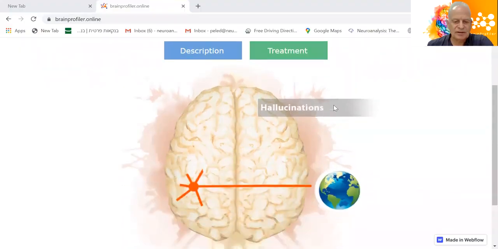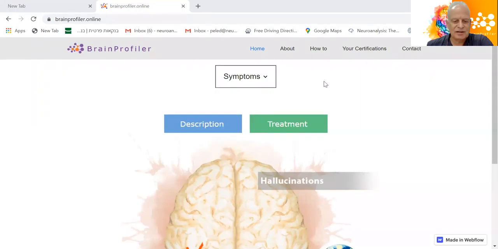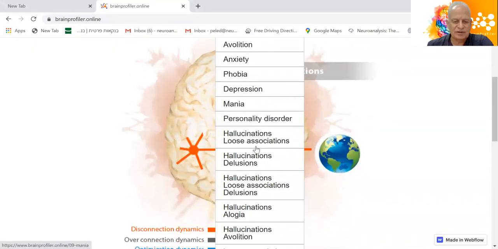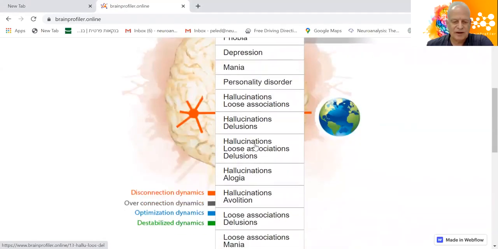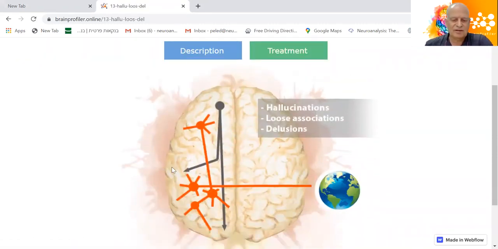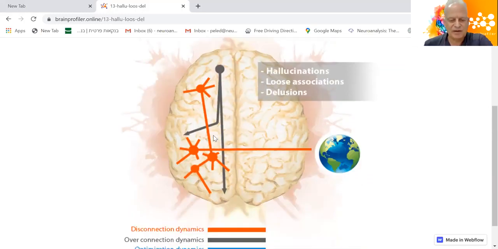When we go to the Brain Profiler Neuroanalytics page, as you can see here, we press the symptom button and look for the symptoms and the combination. You can see the combination of symptoms until we find hallucinations, loosening of associations, and delusions. We press that, and we get a schematic drawing of the disturbance of this specific phenomenological pattern.